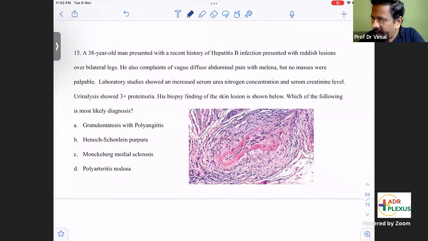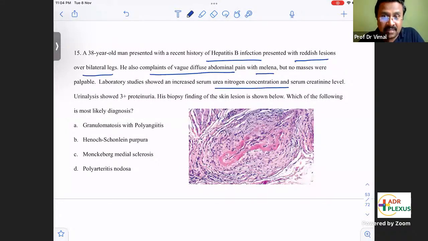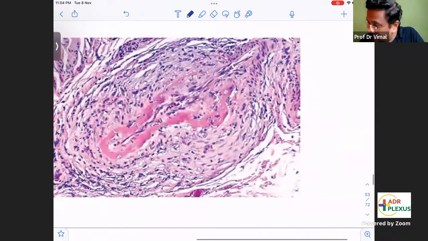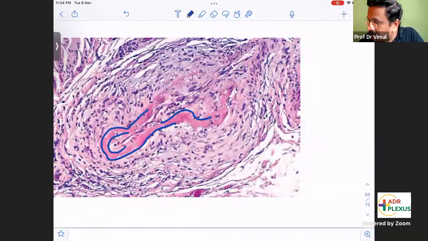So there is a history of hepatitis B infection, and the patient has reddish lesions over both legs. The patient has abdominal vessel involvement, that is, GI vessel involvement, giving rise to abdominal pain and melena, and renal involvement is also there. Urea nitrogen and serum creatinine levels are elevated, and proteinuria is also there. In the biopsy you are seeing fibrinoid necrosis. Can you see this bright pinkish fibrillar material deposited in the blood vessel wall? This is the fibrinoid necrosis.